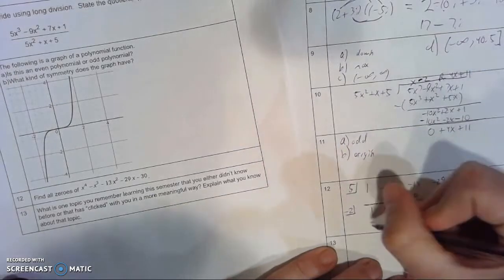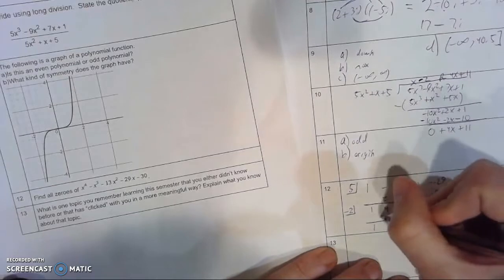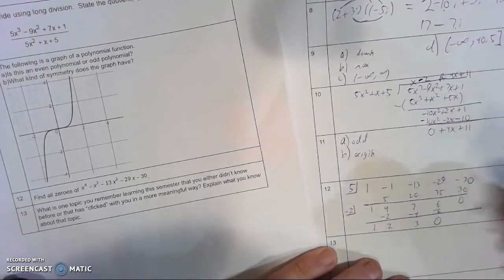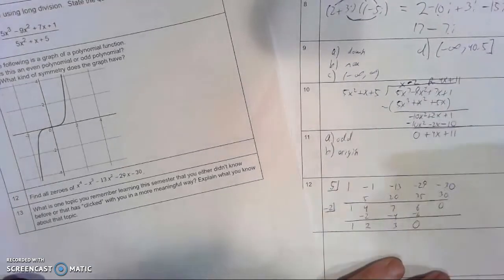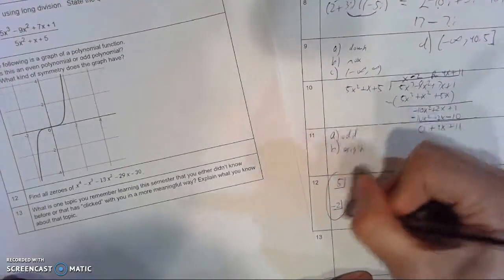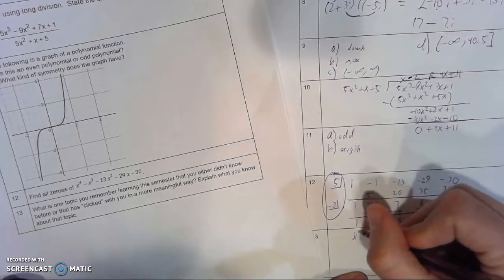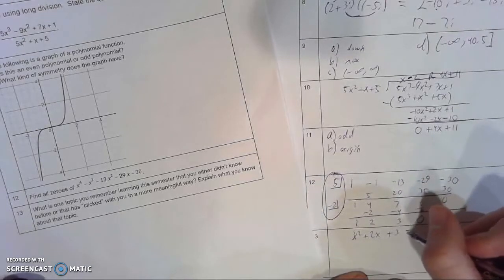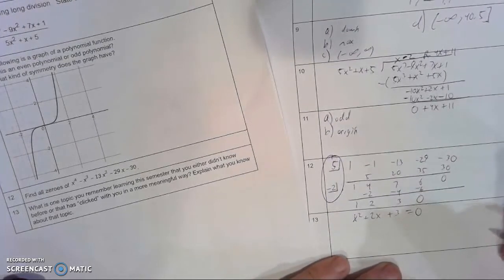I'm going to go again with -2. 1, -2, 2, -4, 3, -6, 0. So there's my 2 zeros, the real ones. Now what this is, is x squared plus 2x plus 3. I want to find when that equals 0. That's going to require the quadratic formula.